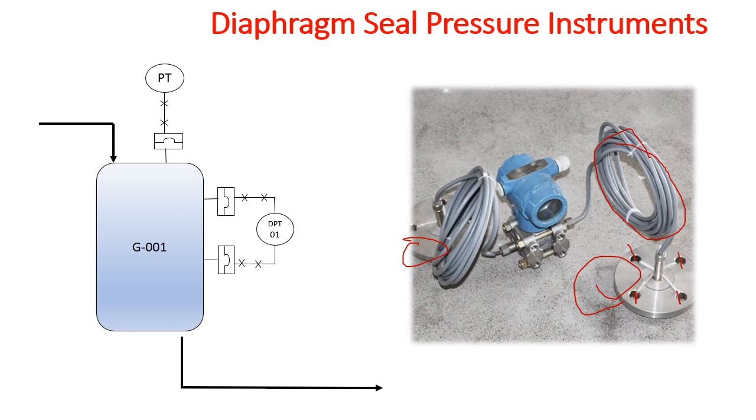You will see this diaphragm symbol here, and after that there is a capillary, and after that this PT is mounted. And for the DPT also the same case. Okay, so I hope the concept of the diaphragm seal pressure transmitter, DP transmitter, and the normal impulse type pressure transmitter representation in the P&ID is clear to you.